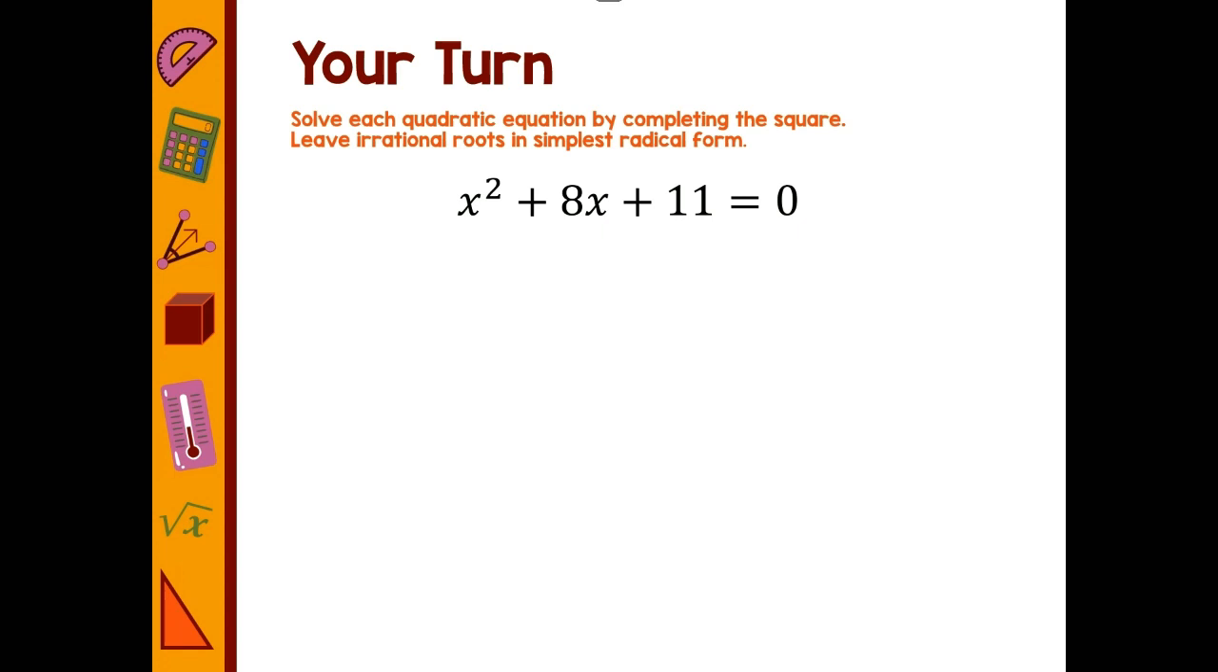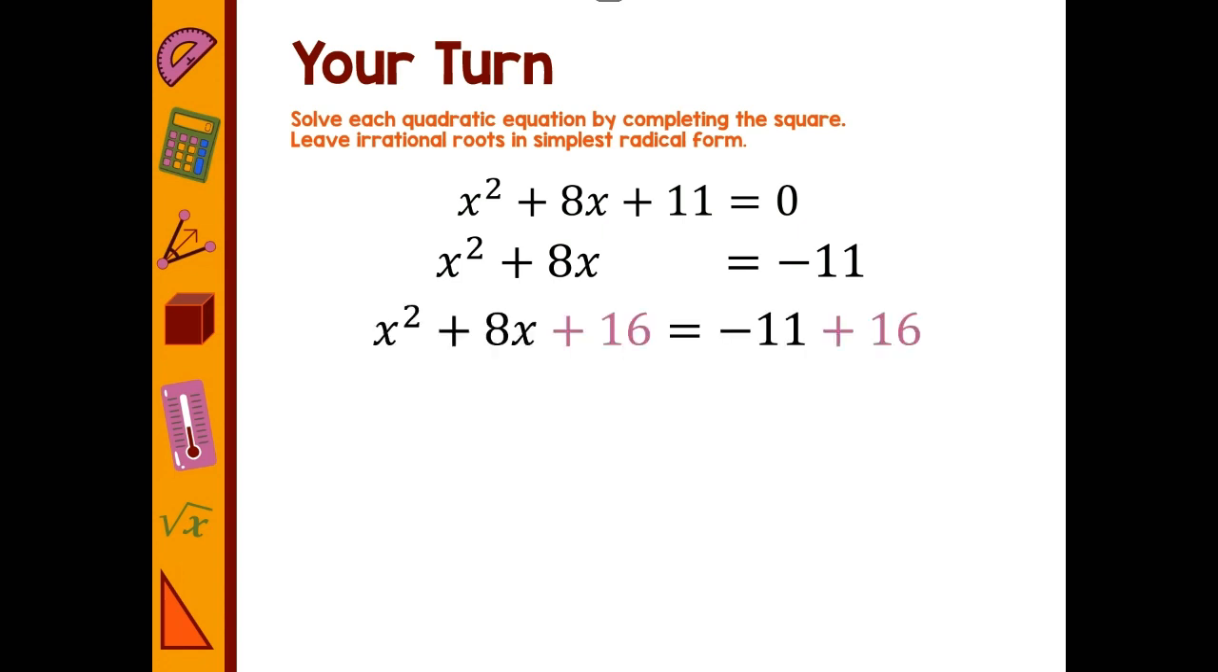Welcome back. So let's subtract 11 from each side. Half of 8 is 4. 4 squared is 16. So I'm going to add 16 on the left, add 16 on the right. Then I can simplify by factoring. You get (x plus 4) quantity squared equals 5.